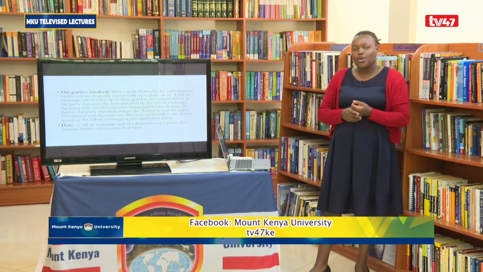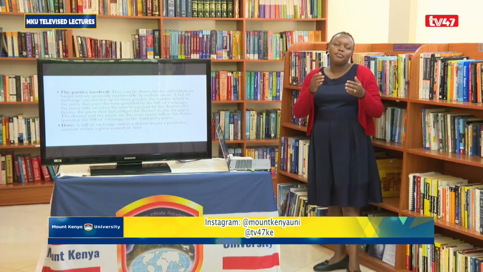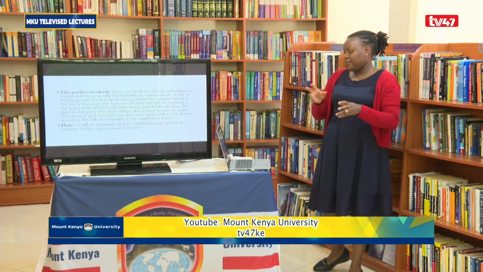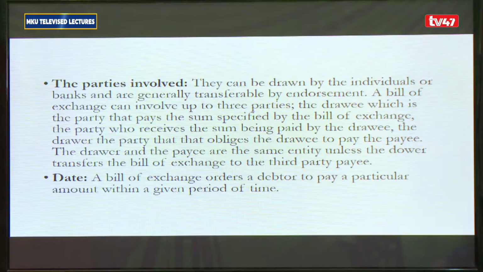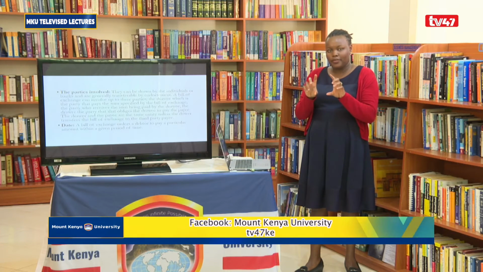Secondly, the parties involved. When you're talking about a bill of exchange, it can be between individuals and banks. And it is usually transferable by endorsement. So if you endorse it to give it to somebody else or to another third party, then the party who has been specified in the bill of exchange is the one who is going to receive the money agreed upon by the drawee. And the drawer is the party that obliges the drawee to pay the payee. I hope that is very clear. The drawer and the payee are the same entities at all times, and unless the drawer transfers the bill of exchange to the third party payee, only the person who is explicitly written in that bill of exchange is the one who's going to receive payment.